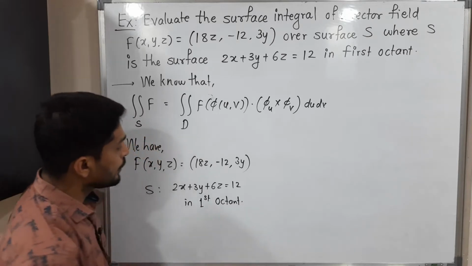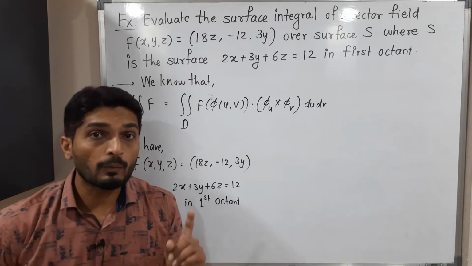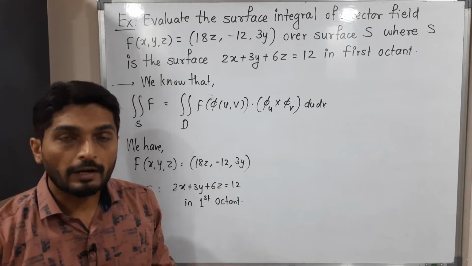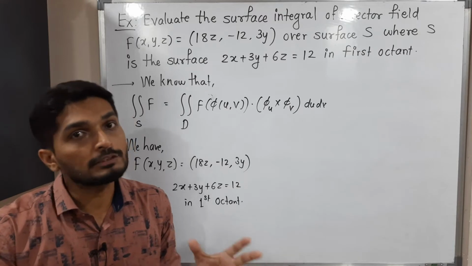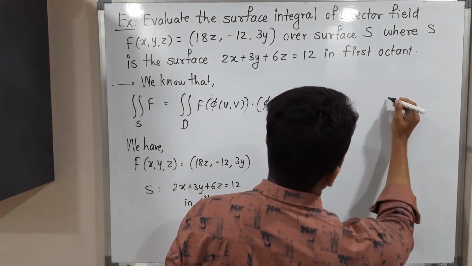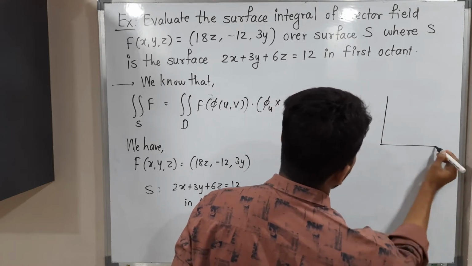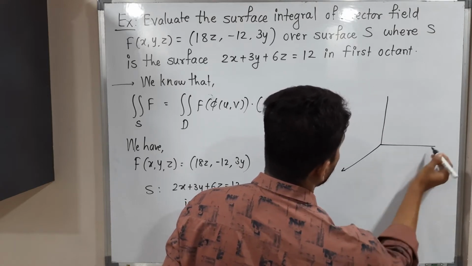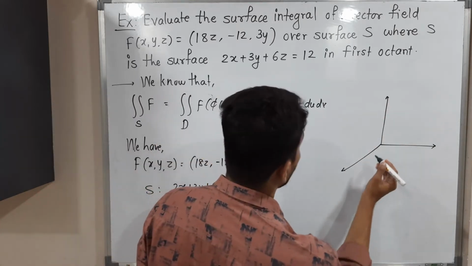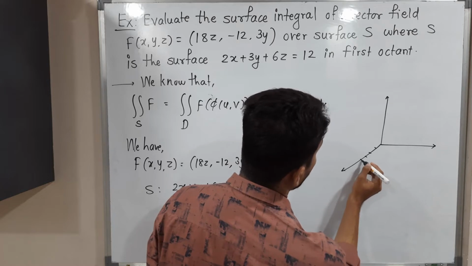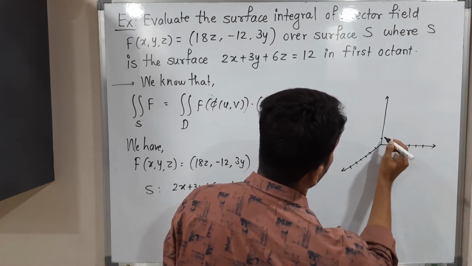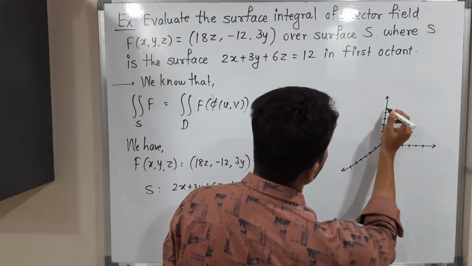x, y, z having power 1 means it represents a plane. We have a plane, and we have to consider only that part of the plane which lies in the first octant. So let me draw the diagram so we can easily find its parameterization. This is the z-axis, this is the y-axis, and this one is the x-axis. Let me write some scaling here: 1, 2, 3, 4, 5, 6 on each axis.